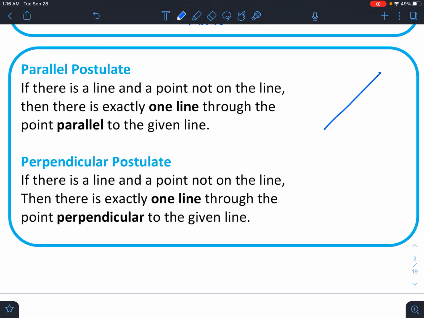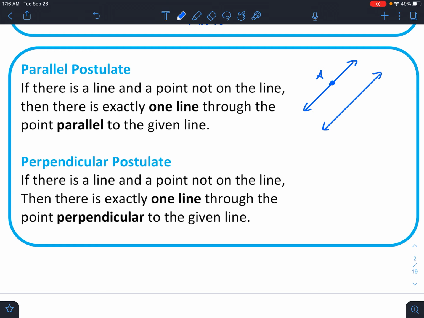So we've got a line, and we have a point, just some random point that's not on the line. And there's exactly one line through the point that's parallel to the given line. Let's call this point A. You can see there's only one way that you could draw a line that would be parallel to the other line and actually goes through that point. There we go. There's no other way to draw it.